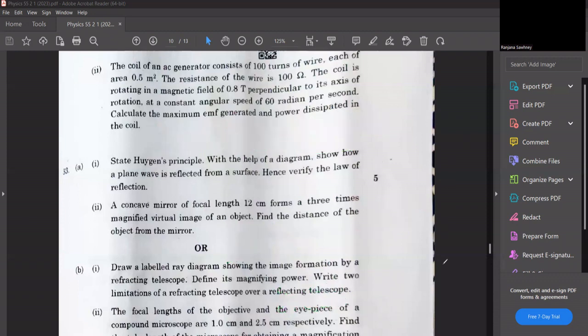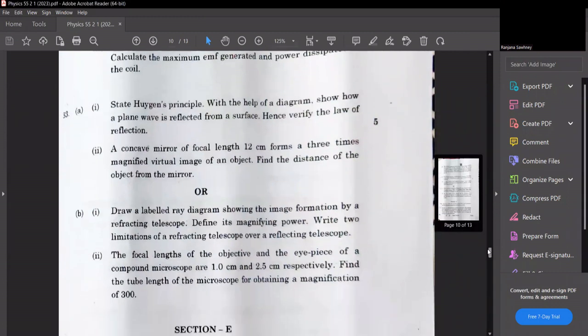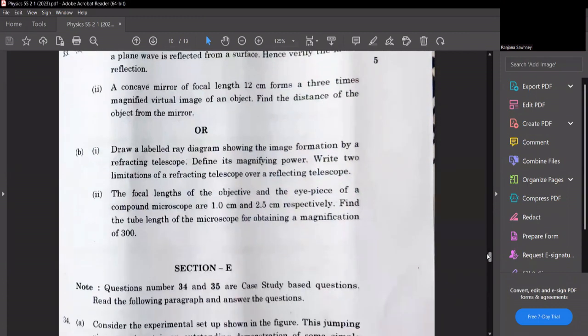Okay, next is, again there's a choice over here. Draw a labelled diagram showing the formation of the image by a refracting telescope. Define the magnifying power and the 2 limitations of refracting telescope over a reflecting telescope.